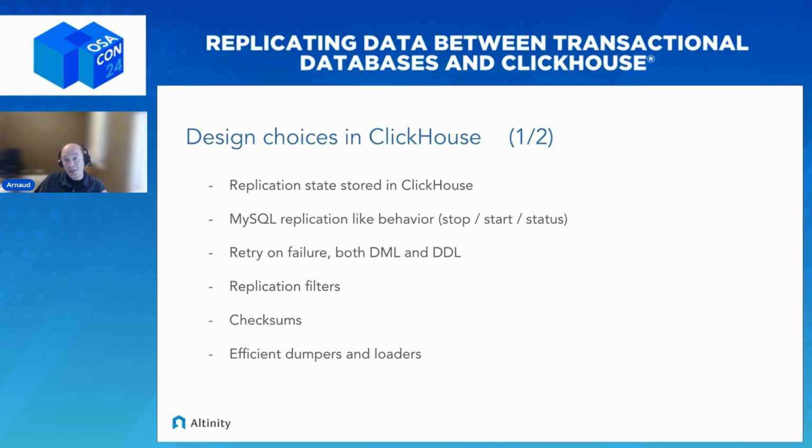We wanted the same API as MySQL replication: start, stop, and status. So show replicator status exists in this project. We want to retry on failure, of course, because we don't want to lose data. We have some replication filters, so you can replicate only some tables. We have checksums. We have efficient dumpers and loaders, so you can dump and load up to hundreds of terabytes of data. And then replication will start from the point of the snapshot.